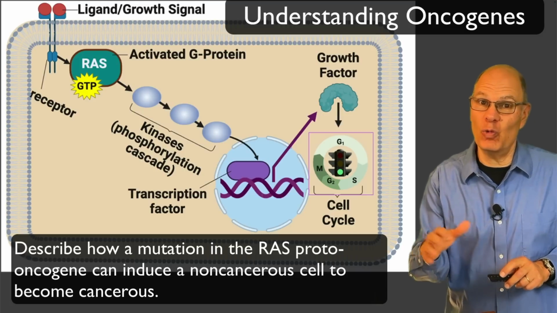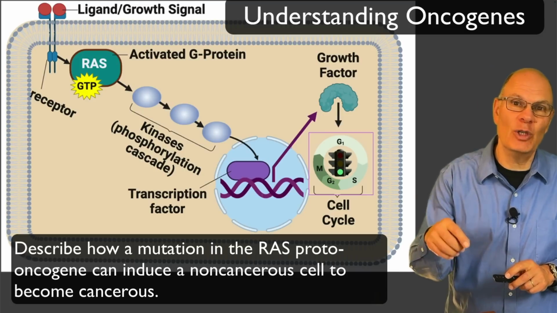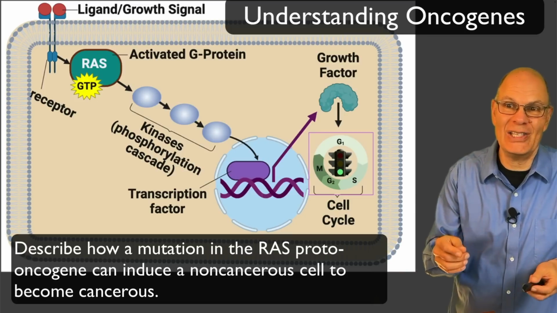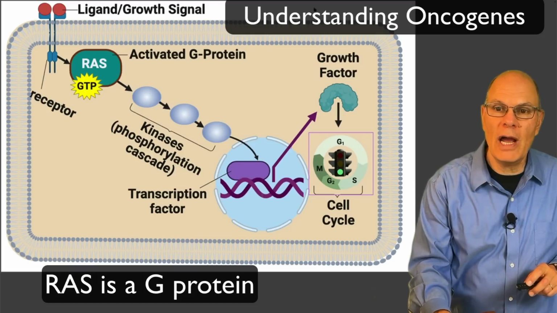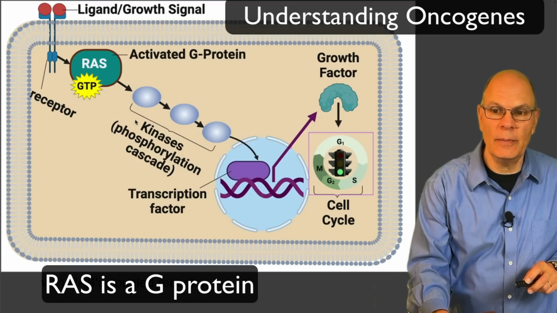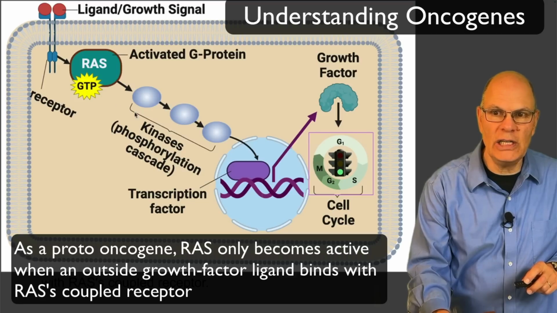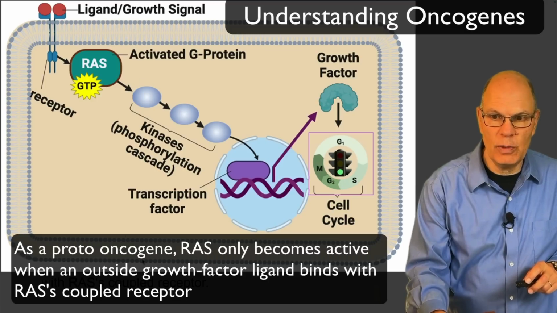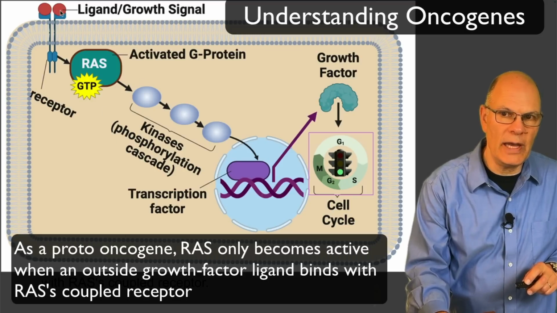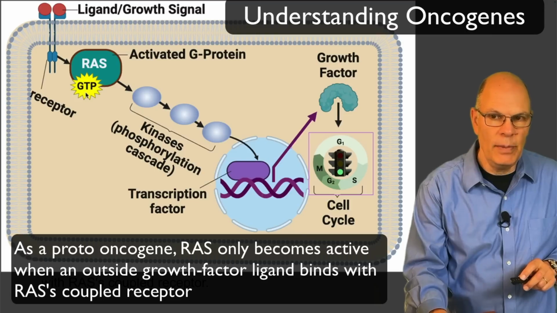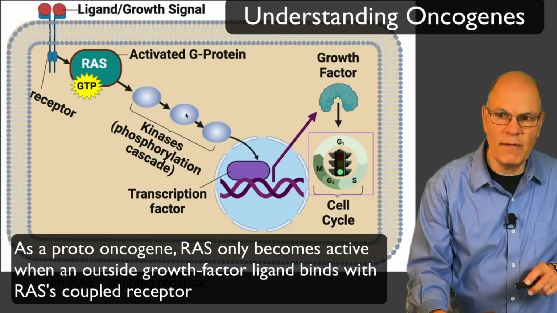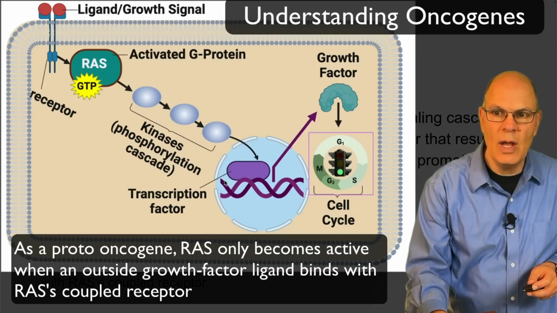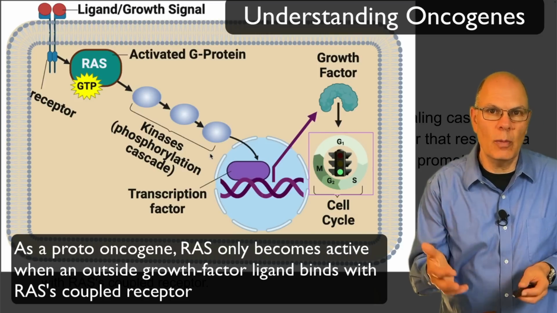What we're going to do now is really cool because we're going to connect what we've learned about the cell cycle and its control to what we learned about previously relating to cell communication. So ROS is a G protein over here, and as a proto-oncogene, it only becomes active when an outside growth signal binds with ROS's coupled receptors. So here we have binding that activates ROS, it picks up GTP, that sets off a phosphorylation cascade, and that leads to cell division. So this is in a healthy, normal system.